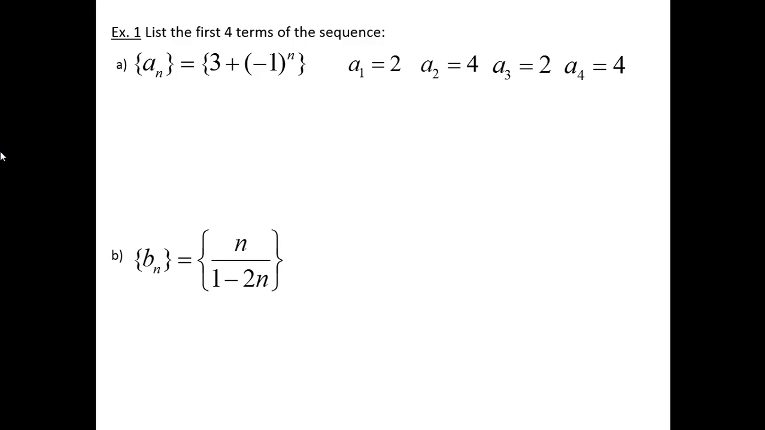How about this sequence? We're naming it b sub n, and it's defined by n over 1 minus 2n. So if we plug in 1 for the n value, b sub 1 turns out to be negative 1. B sub 2 turns out to be negative 2/3. Plug in 3 for the n value, we get negative 3/5. And if we plug in 4 for the n value, we get negative 4/7.